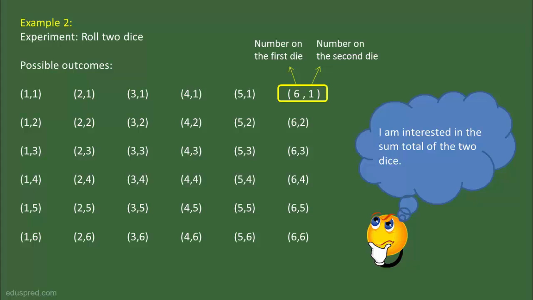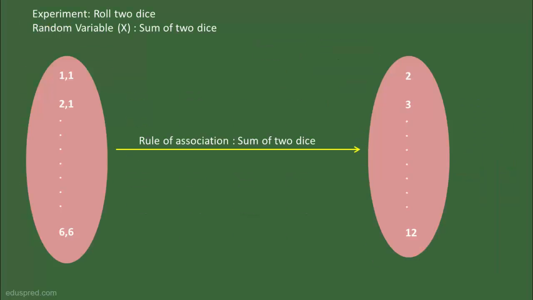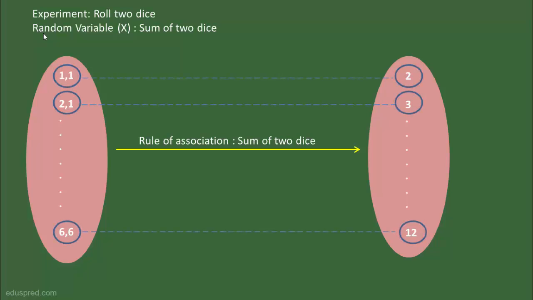So based on our interest, let's define our random variable as follows. Here x is the random variable and it represents the sum of the 2 dice. Using this rule of association, we can see that the outcome 1, 1 corresponds to a numerical value of 2. The outcome 2, 1 corresponds to a numerical value of 3 and so on. In short, these are the numerical values corresponding to each of these outcomes. As you can see, our random variable x can take values from 2 to 12. The minimum value of the random variable x is 2 and it corresponds to the outcome 1, 1 and the maximum value that x can take is 12 and it corresponds to the outcome 6, 6.